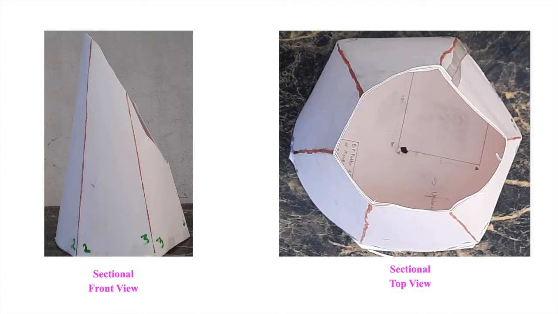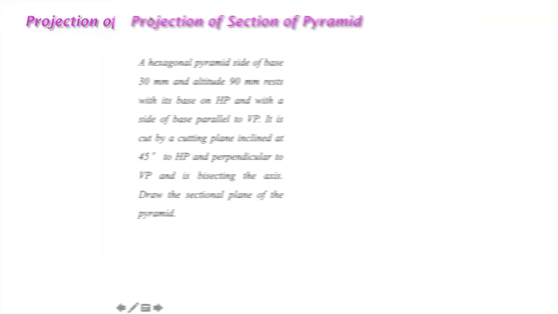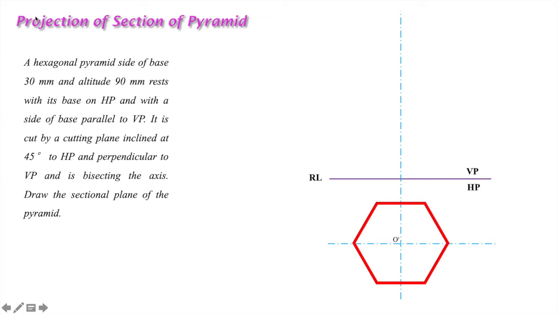Now let's see how we can draw it. The drawing will start with the reference line and then two mutually perpendicular center lines, and in the top view this pyramid looks like a hexagon that I have shown you. So this is the hexagon. Give the names of the hexagon corners: 1, 2, 3, 4, 5 and 6. Then we have to draw the front view. So in the front view it's a triangle.